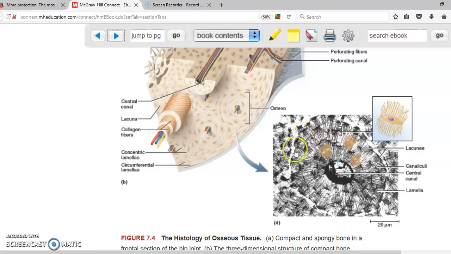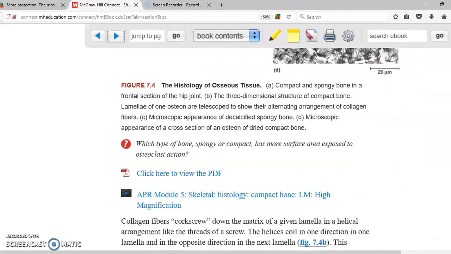The whole entire thing, all this, you guys see it right there? So this structure right here is called an osteon. So a whole bunch of osteons, as you can see here, osteon, osteon, osteon, osteon, osteon, those are the ones that are going to form the compact bone. Okay, so we keep scrolling down.